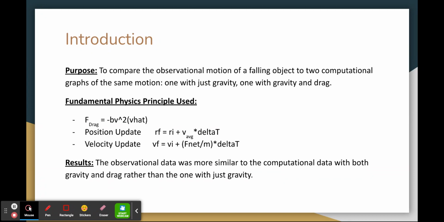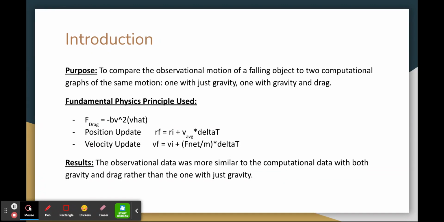To figure this out, we need some fundamental physics principles, and one of them is the force of drag, which is negative b v squared times v hat. We need this to compute our drag force in our computational model, and then we have our position update and velocity update formulas to update our position and velocity as our object falls down a vertical path.